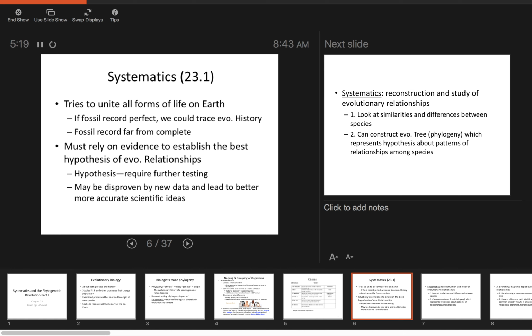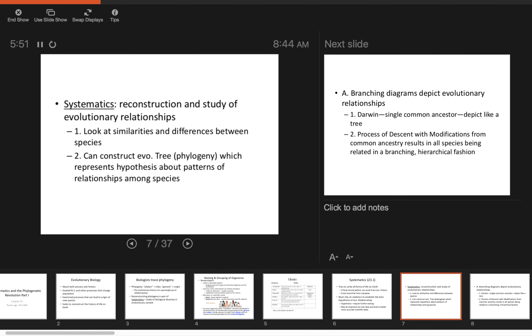So, systematics, what we're trying to do is unite all forms of life on Earth. We know that our fossil record is not perfect, but if it was, we'd be able to trace this evolutionary history and make our lives a lot easier. But that's not the case. So we have to rely on evidence to establish the best hypothesis for these evolutionary relationships. And I do want to say that these evolutionary relationships can change if new fossils or new information is found. So these are mostly hypotheses. Like I said, though, they can be disproven for more accurate scientific ideas.